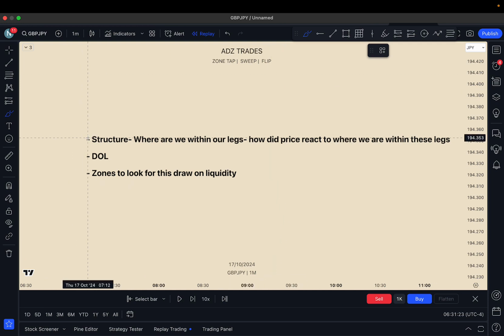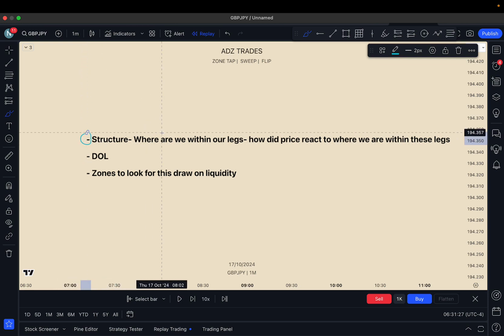I just want you to focus on these steps here. We want to go through structure. We want to go where are we within our legs, and how did price react to where we are within these legs. Then we want to look for a draw on liquidity. Where is price likely to go based on what we understood in this first step? And then the third and final step is we know what price is doing, so now we know where price wants to go. So now where can we find an entry towards where we assume price wants to go?